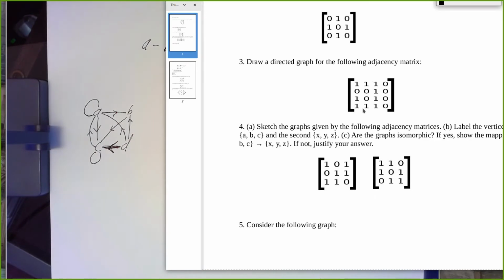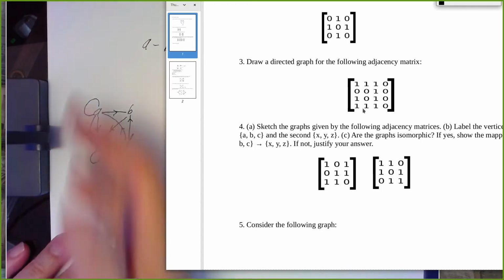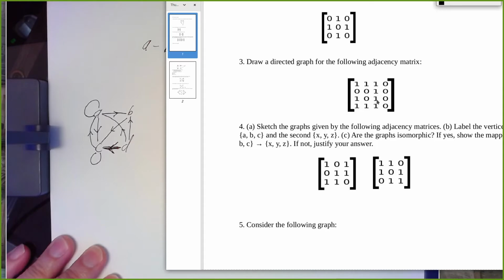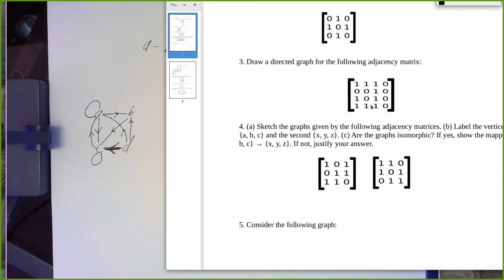Now the graph you come up with might be totally different in appearance, but it should have similar properties. It should have 2 loops. It should have a total of 8 edges. And you can tell there's going to be 8 edges because there's a total of 8 ones in this matrix. And there'll be 2 vertices with 3 arrows coming out of them, and 2 vertices with a single arrow, and so on.